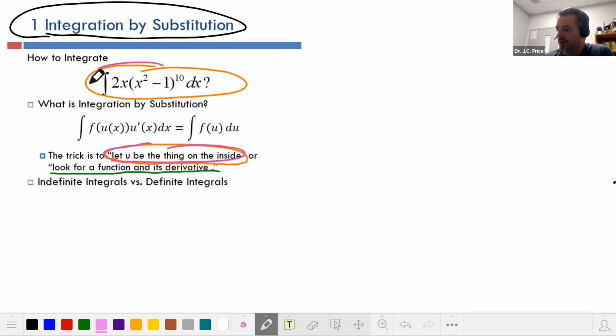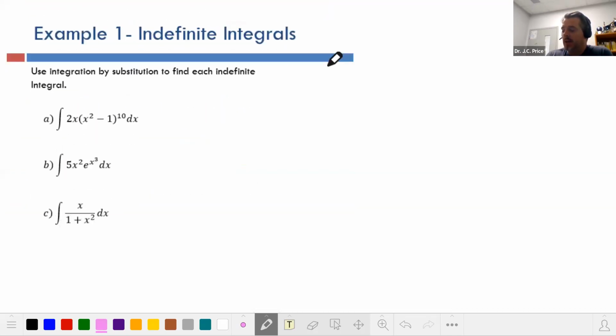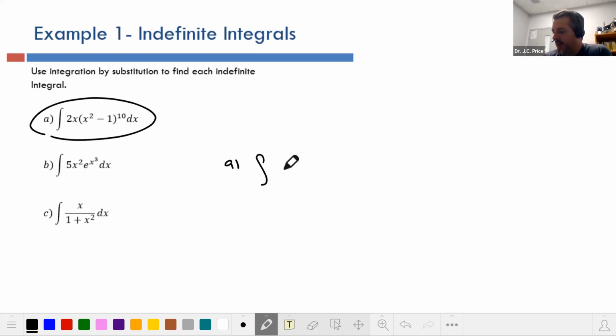So let's start with this idea of looking for the thing on the inside. When you see this integral here, hopefully you see that the inside would be this piece right here. So we would let u be equal to x squared minus 1. If we make this what's called a substitution, then this integral will be transformed into one of our types. So let's look at an example down here, the same one we were looking at before, and I'm going to recopy this down so we have lots of room to work.